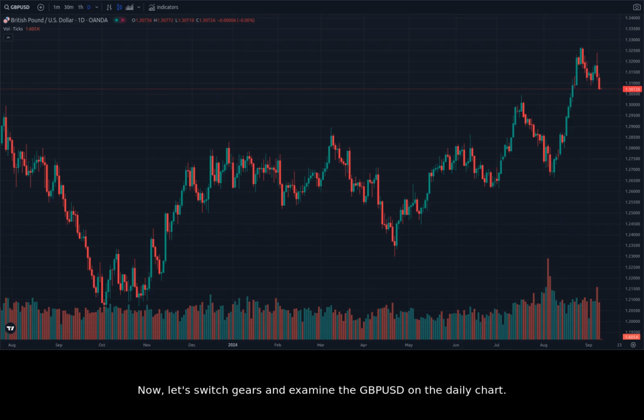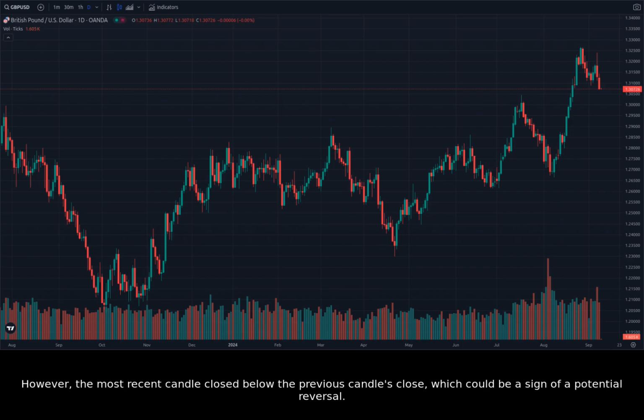Now, let's switch gears and examine the GBPUSD on the daily chart. We can see a clear trend of higher highs and higher lows, indicating an overall bullish trend. However, the most recent candle closed below the previous candle's close, which could be a sign of a potential reversal.